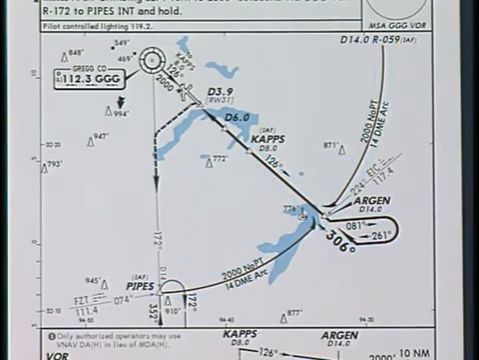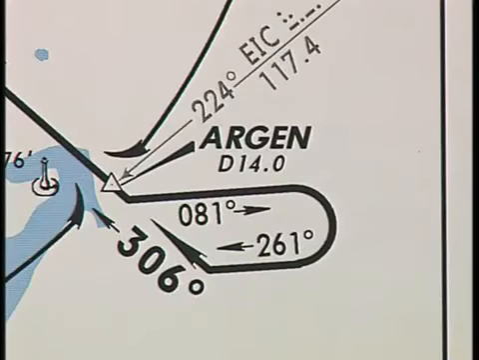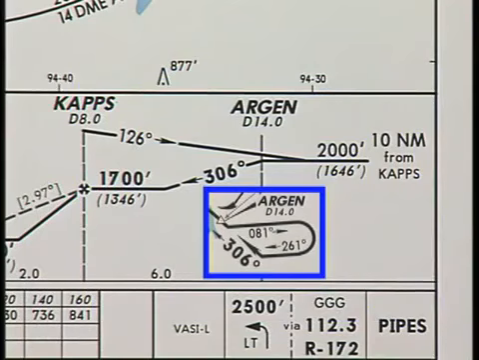If a course reversal is authorized, it is depicted on the plan view. When this type of symbol is used, you may reverse course any way you desire as long as you stay on the same side of the radial as depicted on the chart, which allows you to remain within the protected airspace. You must also stay at or above the minimum altitudes and within the distances shown on the profile view.